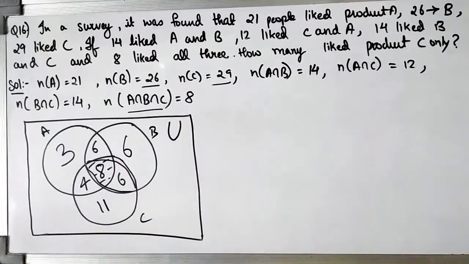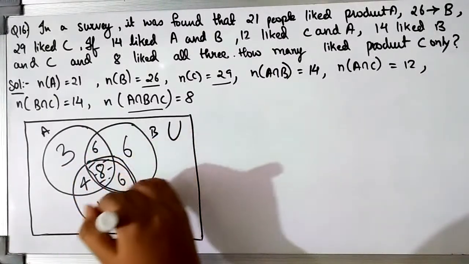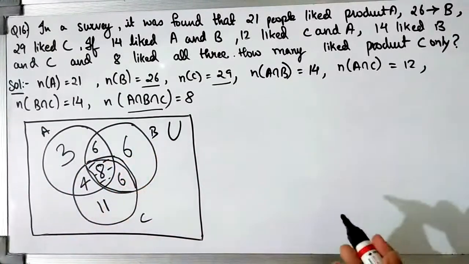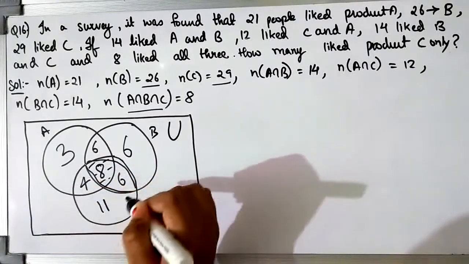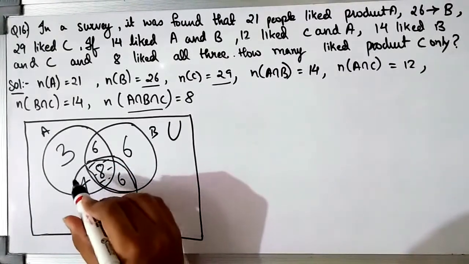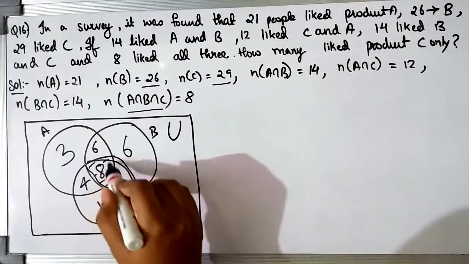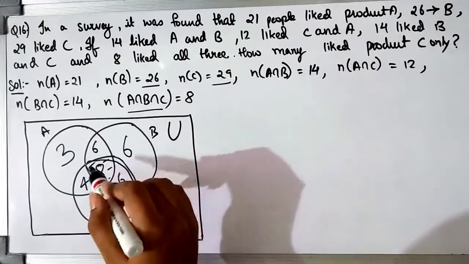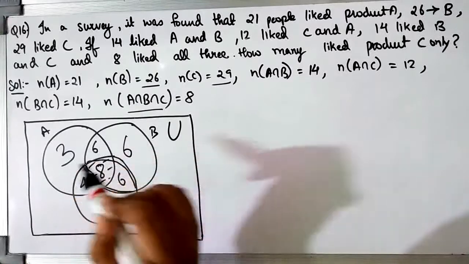Now we need to check the number of people who like only product C. If you look carefully, this is the circle which represents the number of people who like product C. This 4 represents the number of people who like product C, but they even have a liking for product A. Then this 8 represents the number of people who like product C, and they even like products A and B, because it is the intersection of all three sets.